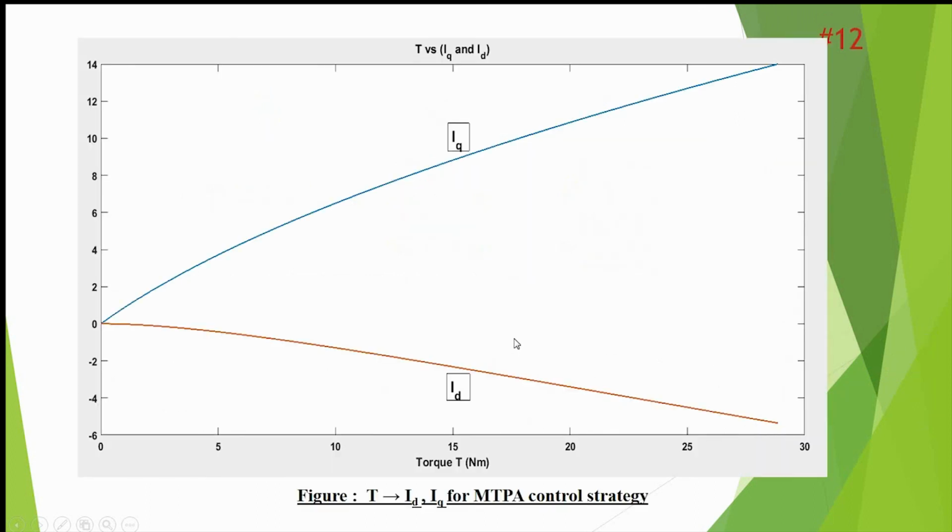So now we can form the plot of IQ and ID versus torque. Here we have torque on the x-axis, IQ on the upper side, and at the bottom side we have the D axis.